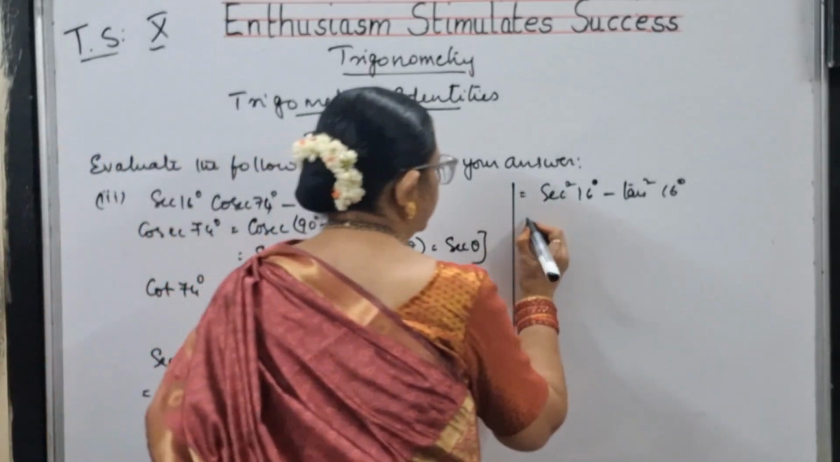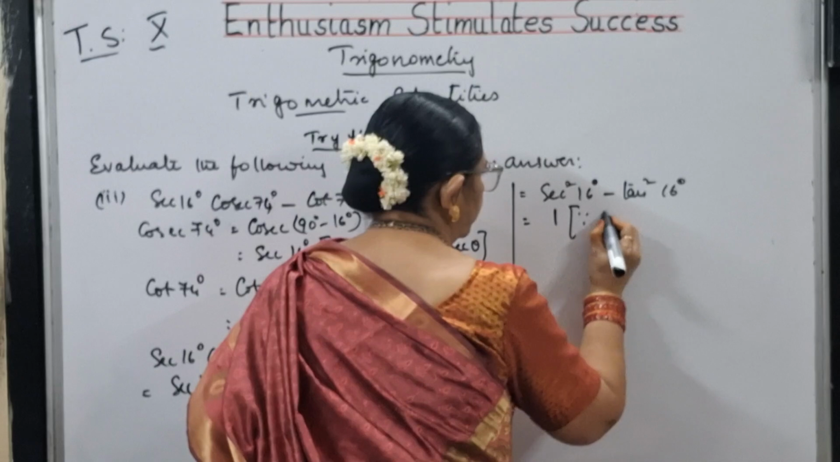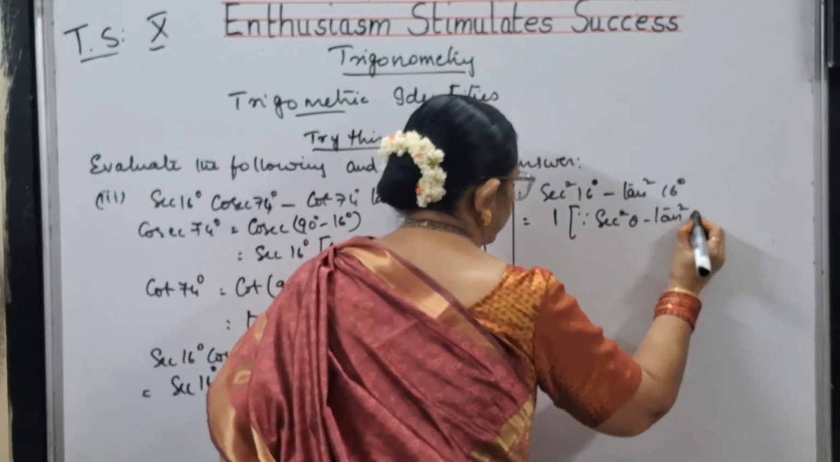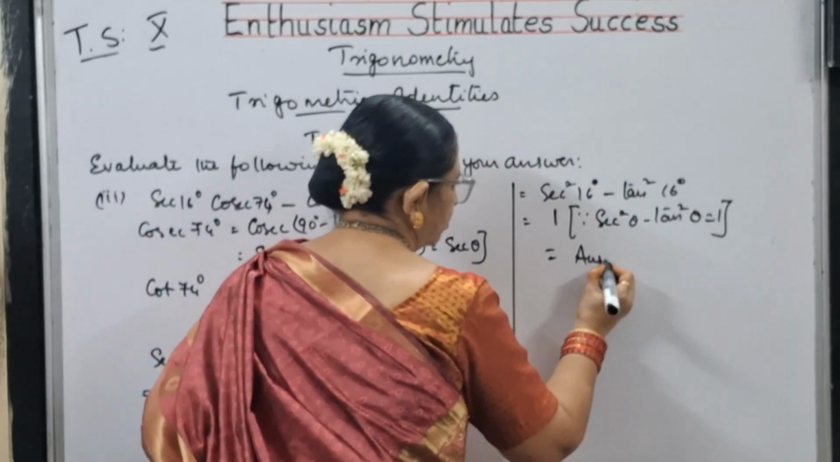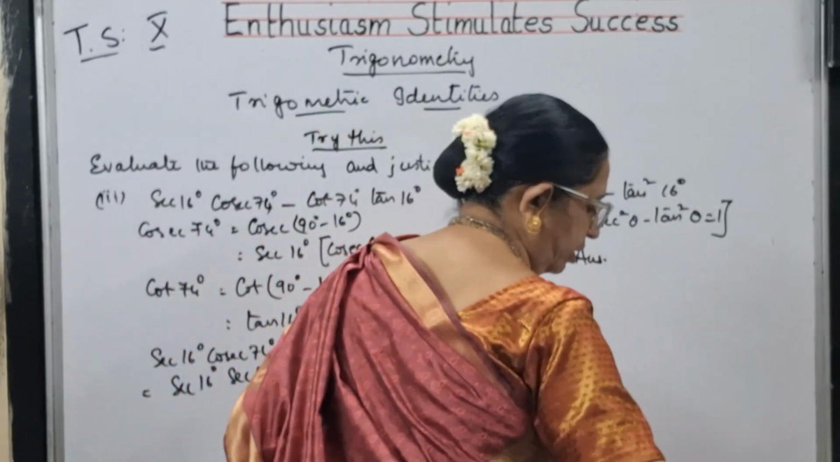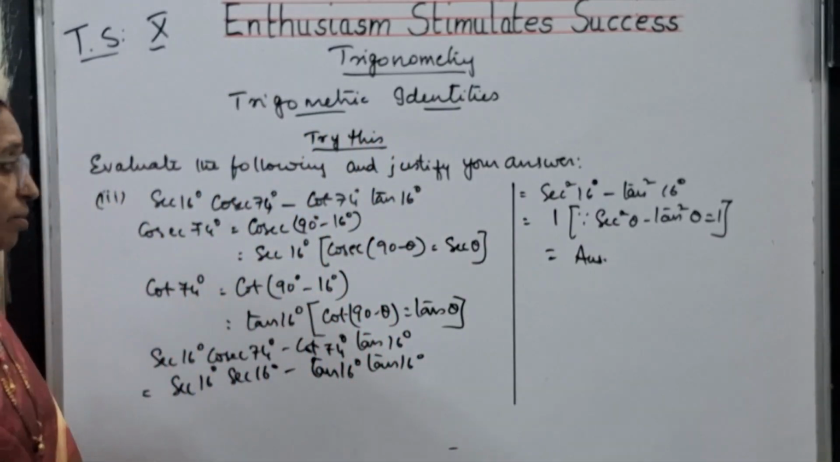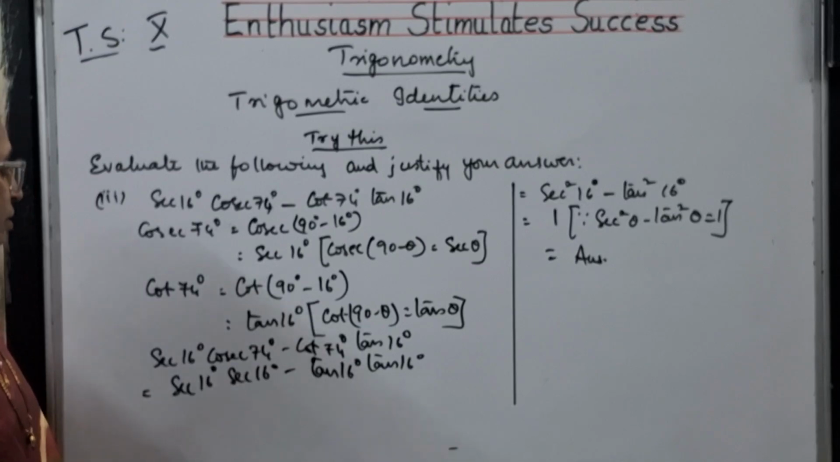So secant square theta minus tan square theta is 1. Why are you writing this? Because secant square theta minus tan square theta is equal to 1. Basing on this identity, you have got this value as 1. These all are very important sums, children. You may get this kind of sums in the examination. So prepare well. Copy it.